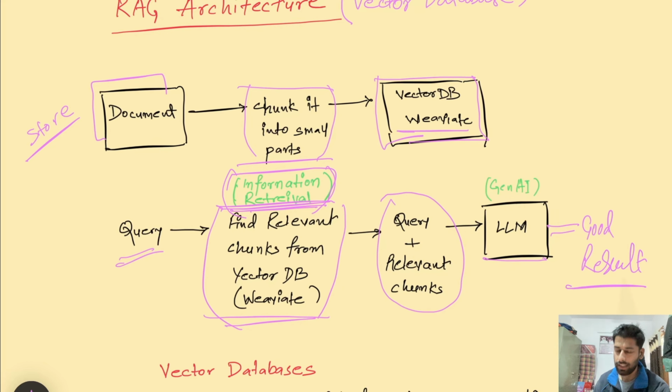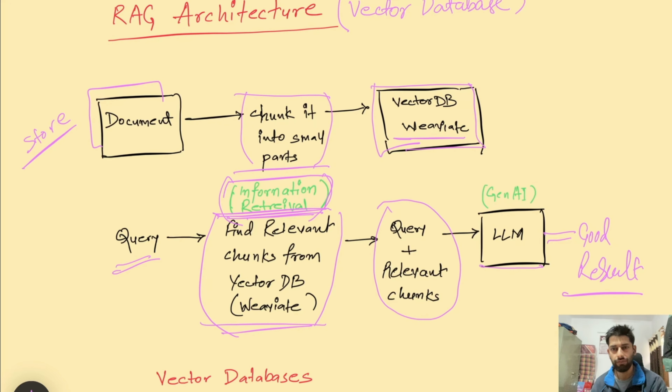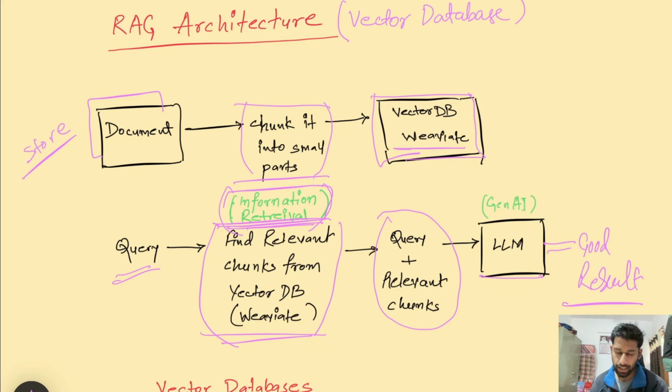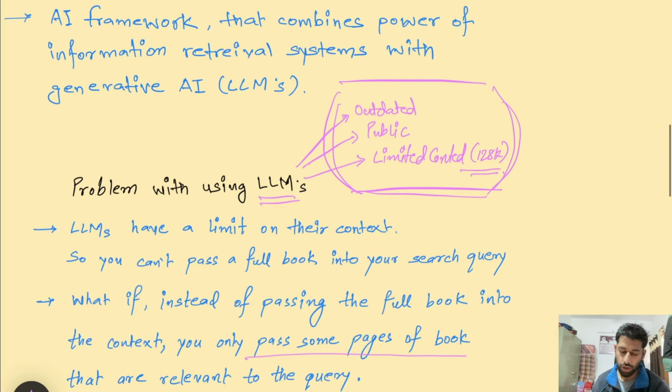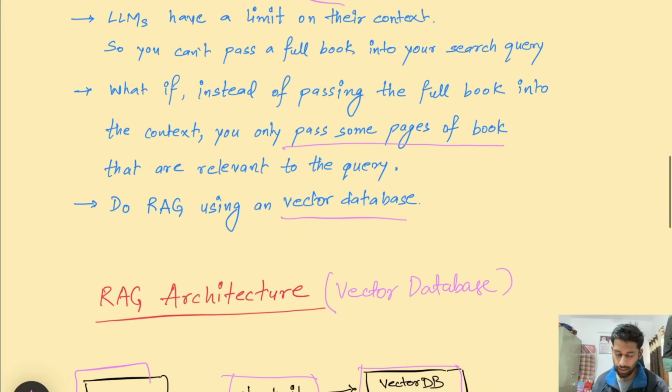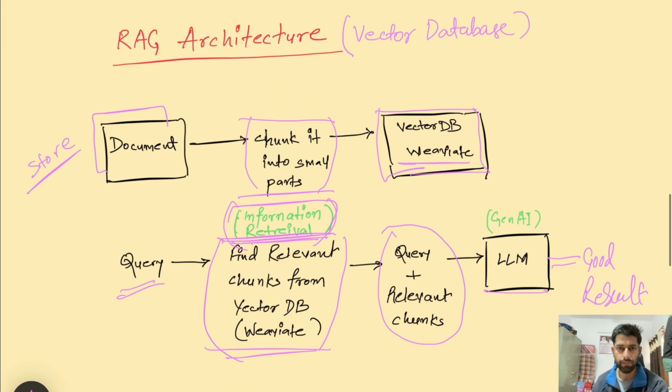So here you can see that if we use such a system, then there is a very high chance that we are going to get a good output, and it will resolve all these problems of an LLM as well, which are outdated, public data only, and limited context. So RAG helps us in overcoming all this.